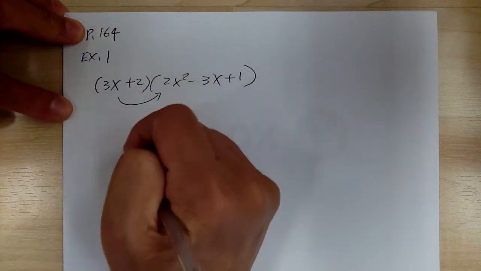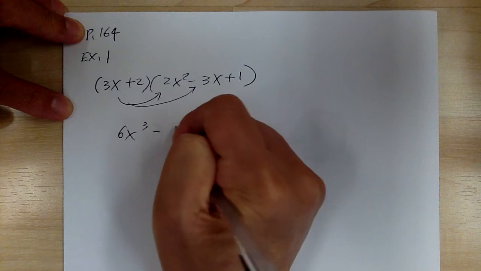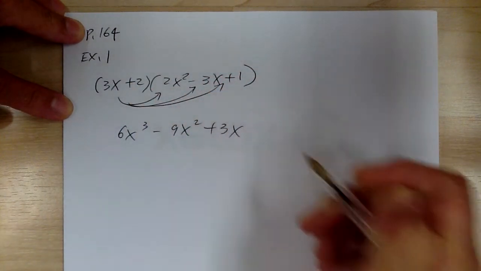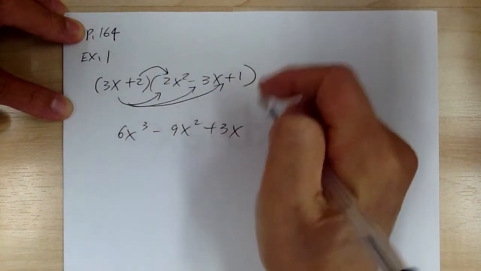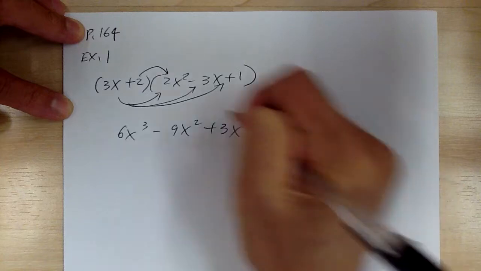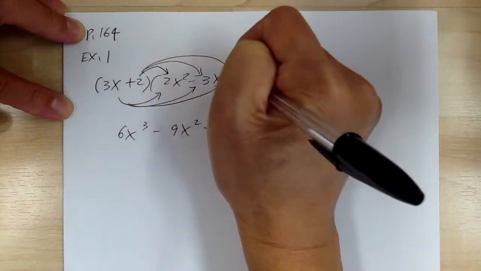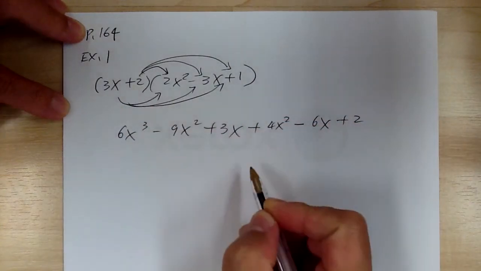So go like this. So that's 6x cubed. And then you multiply minus 9x squared. Distribute. So be plus 3x. So after you're done with the first term, then you go to the next term. So you multiply plus 4x squared. Multiply minus 6x. Multiply plus 2, okay? But if you don't like to draw arrows, just use your fingers.